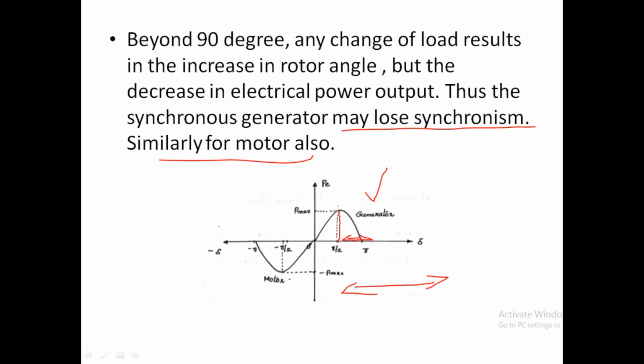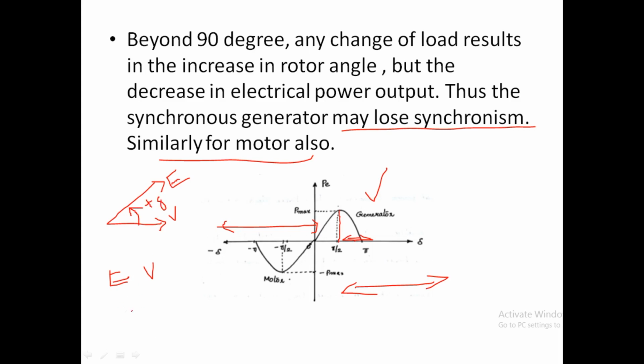For the motor, this side will be for the motor. In case of a motor, delta will be negative, because in a generator E is produced first, then V. So whatever angle we take, if this is V and this is E, the vector will be like this, and we take the angle from here to here. If we take it like this as positive, then we are taking plus delta.